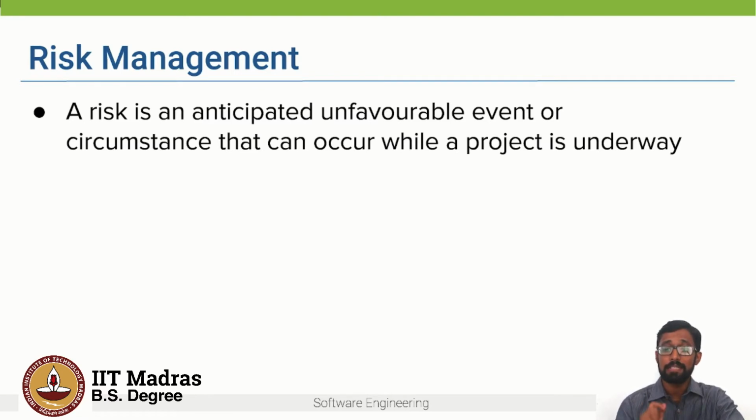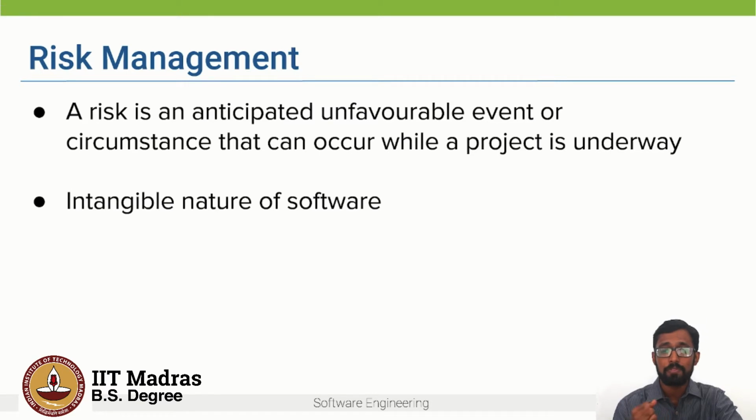It is anticipated because based on previous experiences or particular characteristics of this project, we can anticipate that such a risk can happen. And it is unfavorable because these are things which can derail the project or maybe even cause delays and even stop development of the entire project. And in the case of software, the intangible nature of software also makes it difficult to identify risks, right? Because it is difficult to control something which we cannot see.